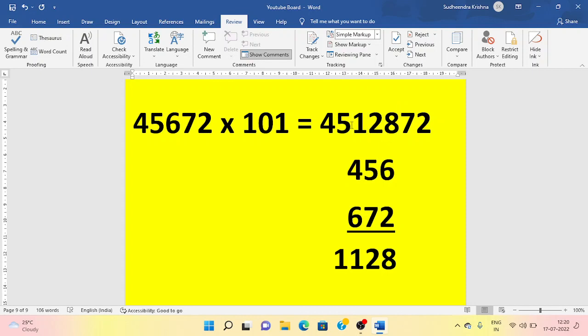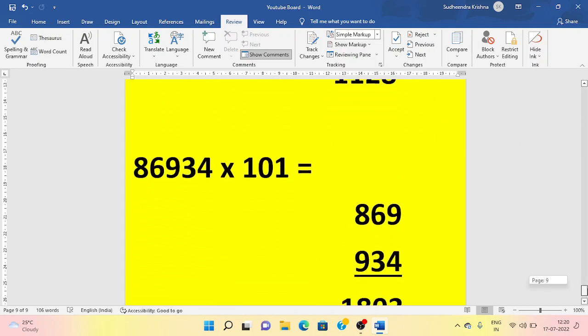On the left side of 1 you have 5. 5 plus carry over 1 will give you 6. So this is the required answer. So 45,672 into 101 is equal to 46,12,872. This is the required answer. Now let us see the last number.